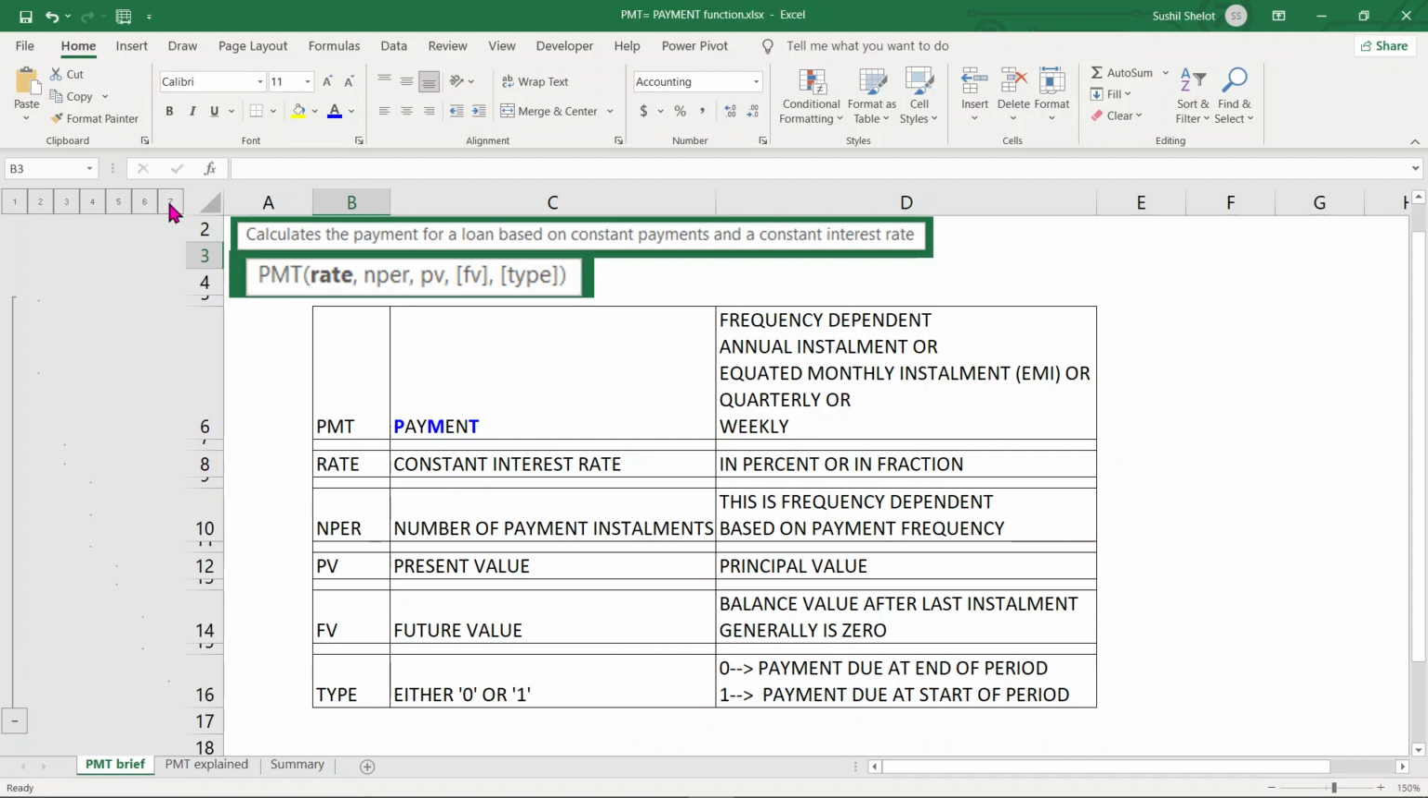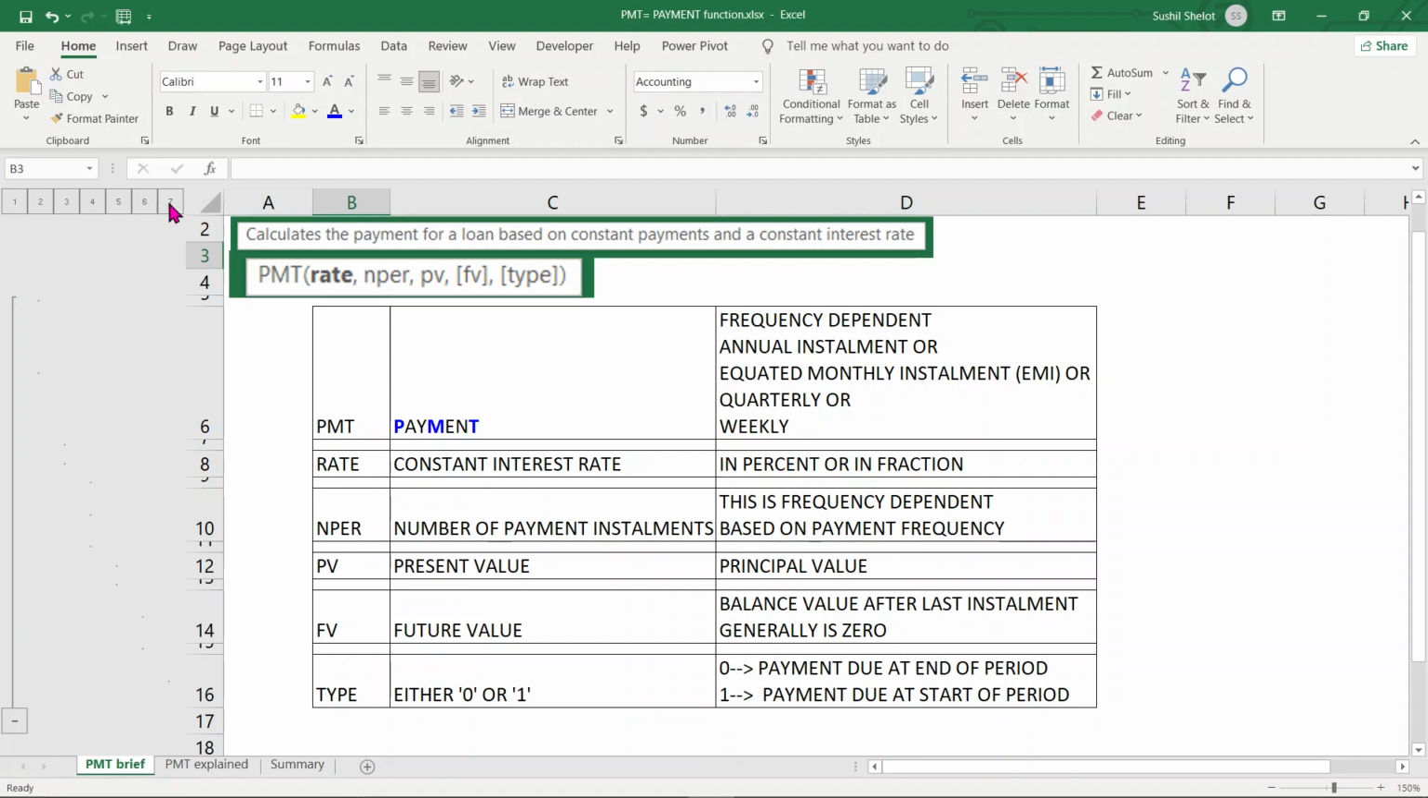And last but not least is the type. Type is either 0 or 1. 0 means the payment is due at the end of the period. So if it is a quarter, then it is at the end of the quarter. If the value is stated as 1, then the payment is due at the start of the period, so if it is a quarter, it will be at the beginning of the quarter. The same applies for other frequencies like weekly, monthly and annual. If neither 0 nor 1 is mentioned, then by default it will be taken as 0, which means the payment is due at the end of the period.